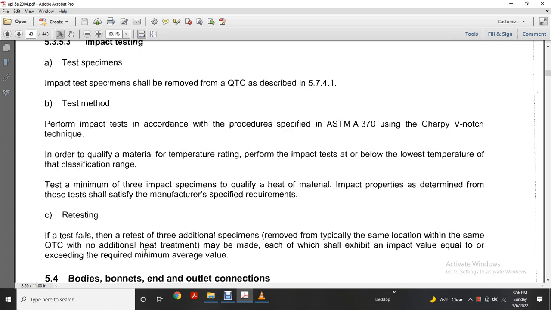Retesting: if the test values fail, retest with 3 additional specimens removed from the same location in the same QTC with no additional heat treatment. Each of these shall exhibit an impact value equal to or exceeding the required minimum average values.